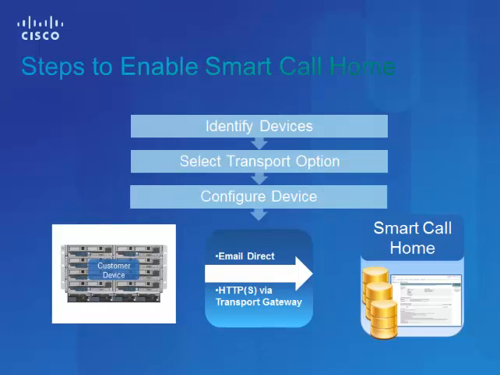There are three fundamental steps to enable Smart Call Home on the system. Identify the devices on which you want to turn on this capability, select the appropriate transport mechanism, and finally configure the device for Cisco Call Home. Now I will quickly show you a demo on how to turn on the Call Home capability on a live UCS system.